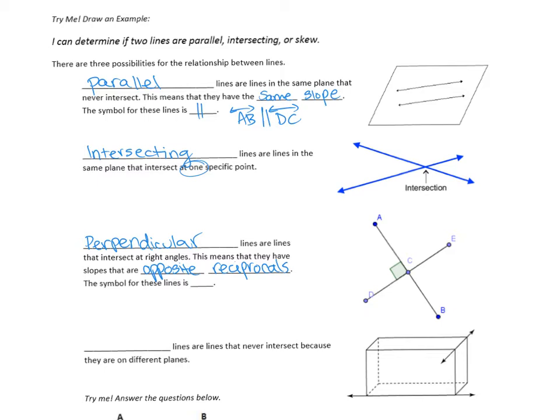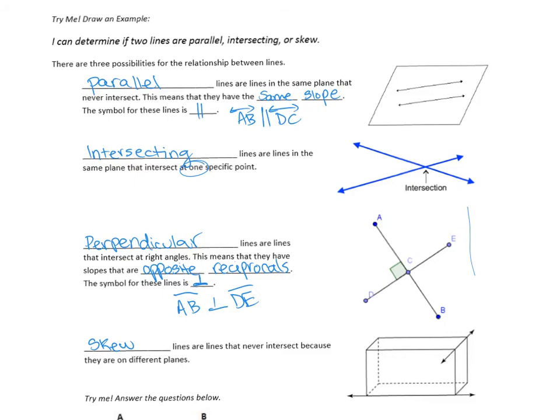And the symbol for things that have opposite reciprocal slopes, or perpendicular lines, looks like an upside down T. So if I write, here I have segments, segment AB is perpendicular to segment DE in the diagram to your right. And then finally we have skew lines.